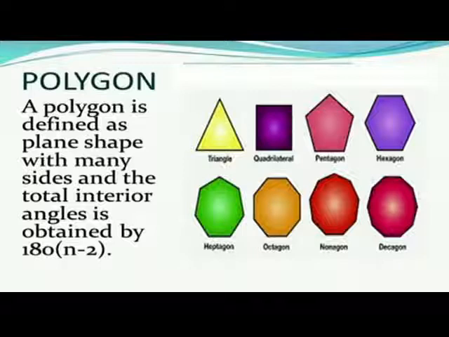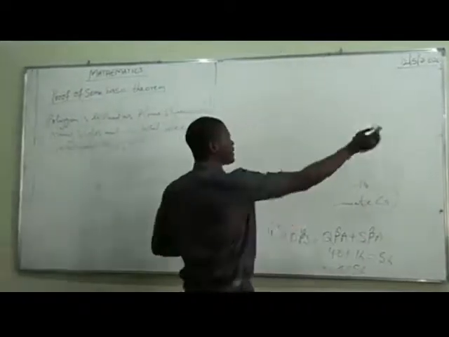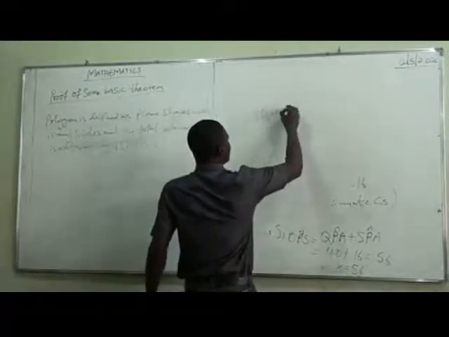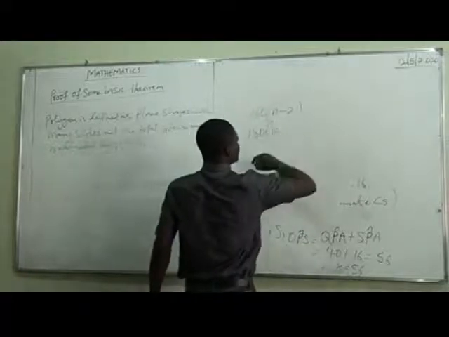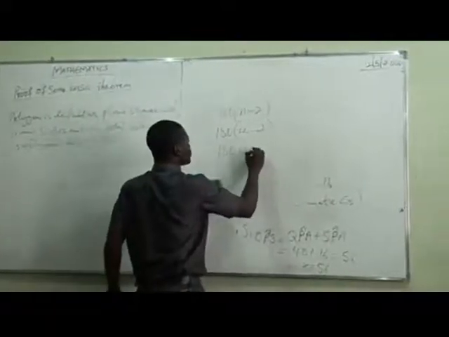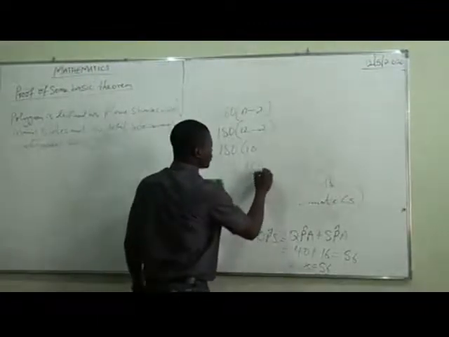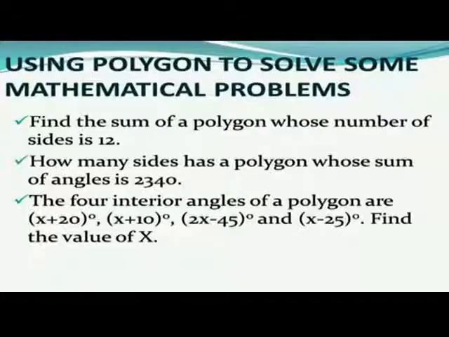If you are told to find the sum of the interior angles of a polygon whose number of sides is 12, which is duodecagon, it simply means what? 180 bracket n minus 2 bracket now becomes 180 bracket 12 minus 2 close bracket. This now becomes 180 bracket what? 10. And after it, if you multiply it, it's going to give you what? 1800. That's the polygon.